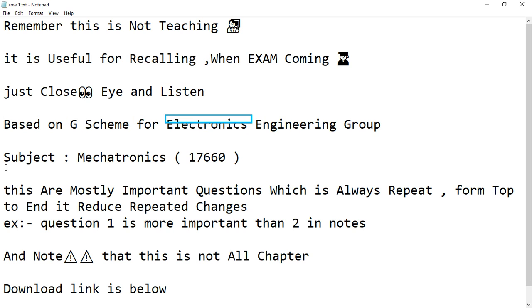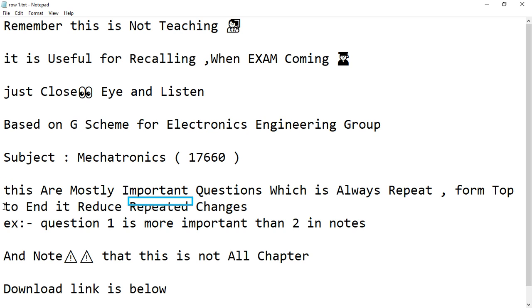Based on the G scheme for the Electronics Engineering Group. Subject: Mechatronics, 17660. These are mostly important questions which always repeat.